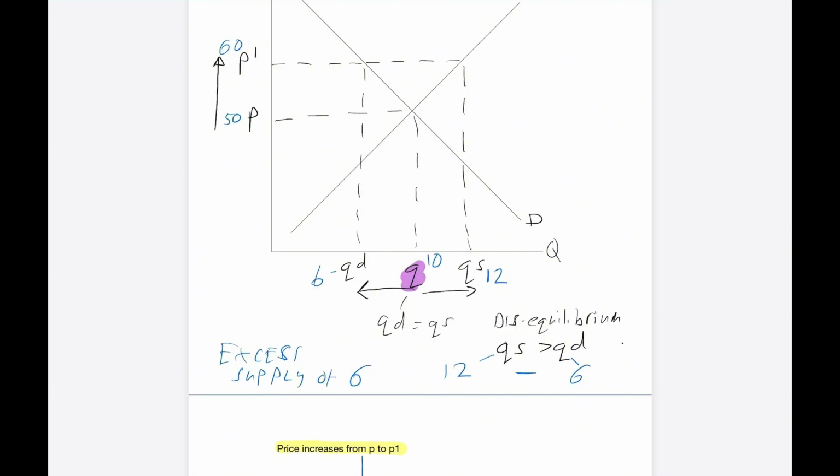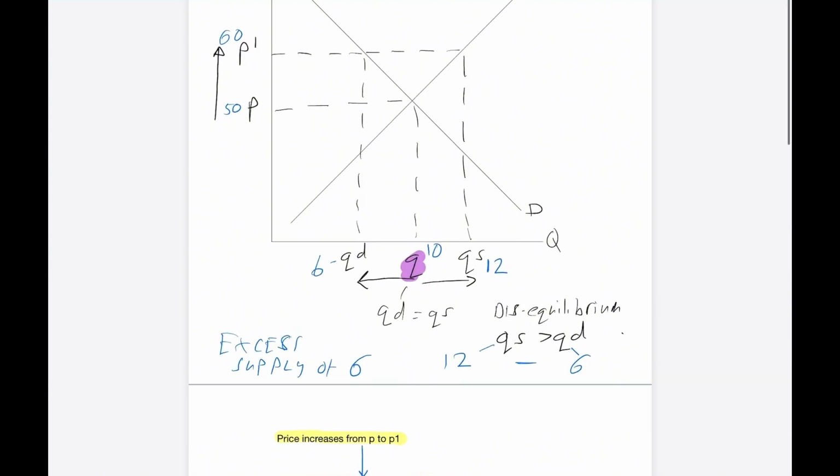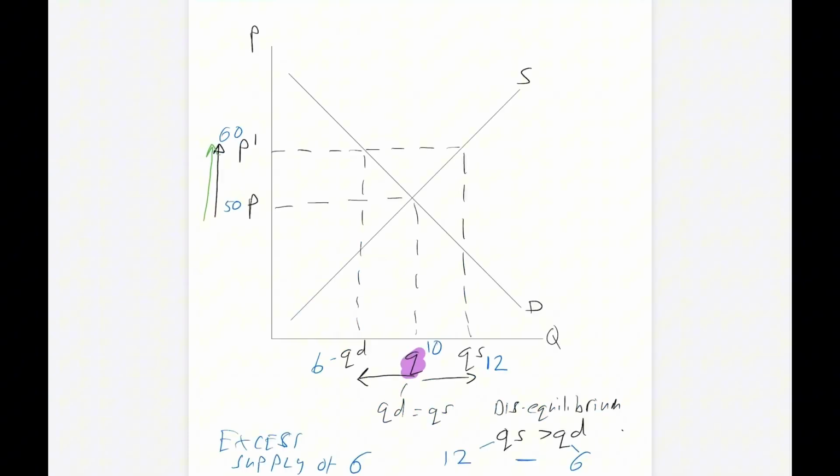One thing firms can do is decrease the price from 60 down to 50, and then the market is back in equilibrium.